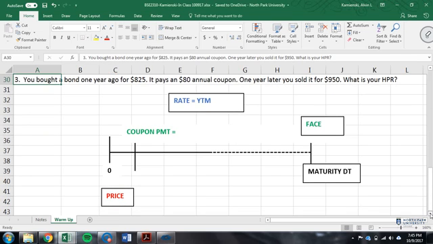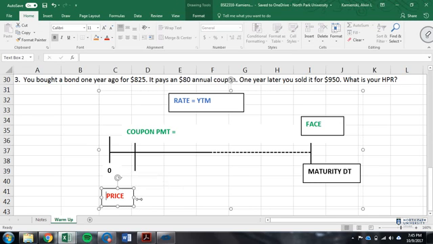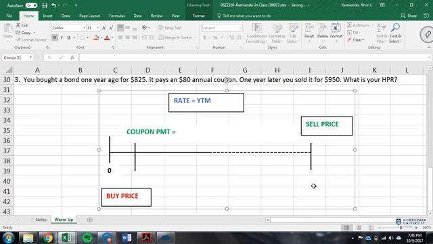Now notice what we can do to the timeline in our step 2 to augment this problem to show that it's a little bit different. First and foremost, price is going to be price, and what we're going to call this is our buy price. So what was the price at which you were able to buy the security to begin with will be that cash flow out at period 0. Face we're going to change to sell price because this is the price at which you were able to sell it later. Maturity date is no longer important to us. Rate of return as an alternative is no longer important to us.